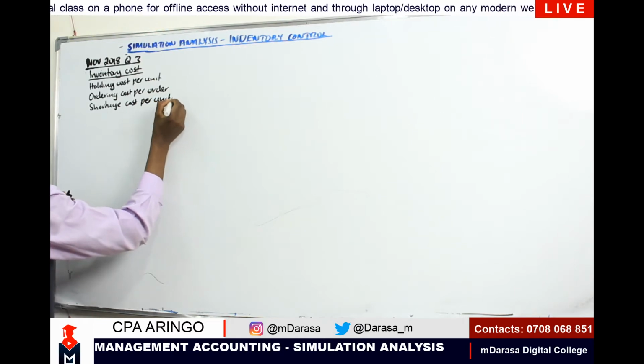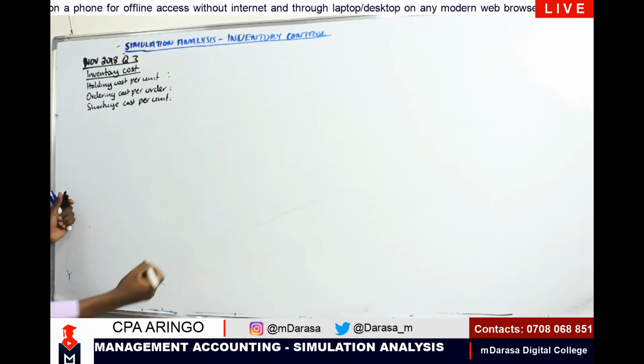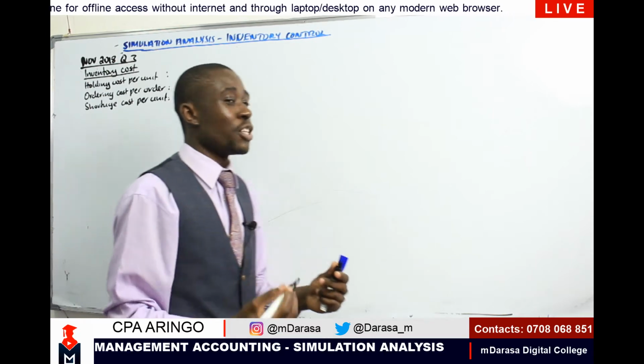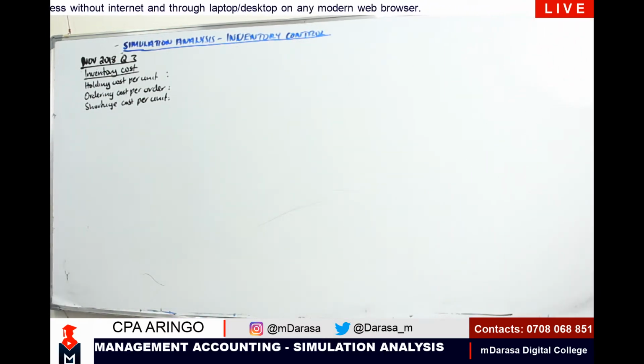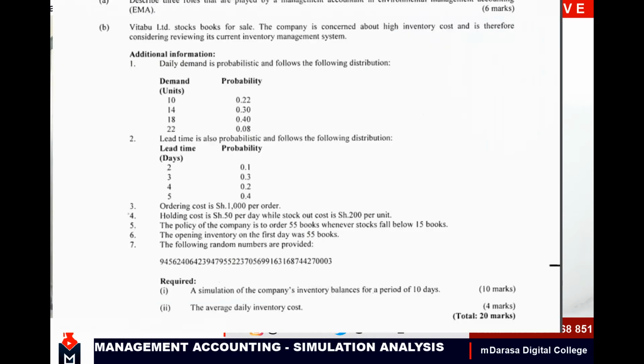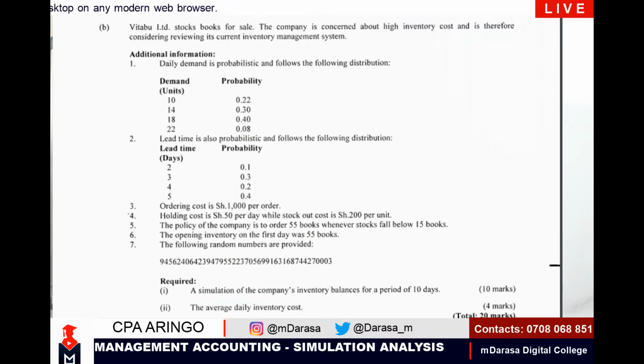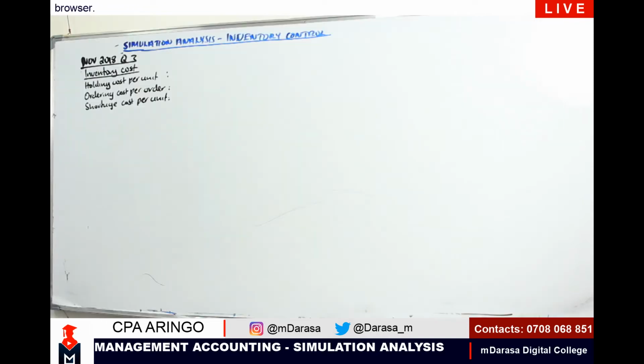So this is the first thing that you must always identify: the inventory cost given. Because if you look at what I was given here, in note number 3, ordering cost, and note 4, holding cost and shortage cost. So this is what we have.